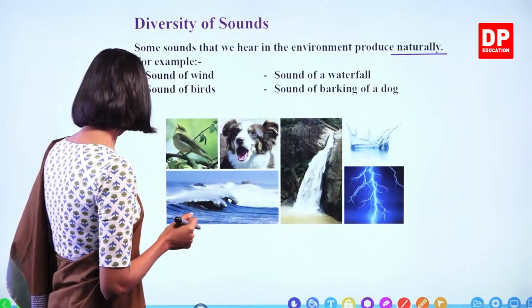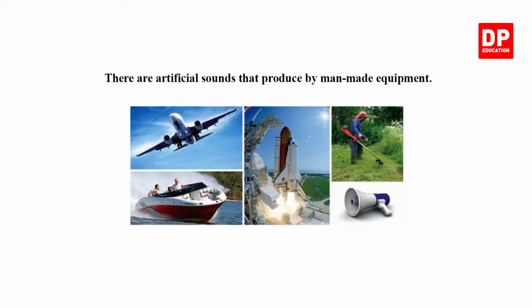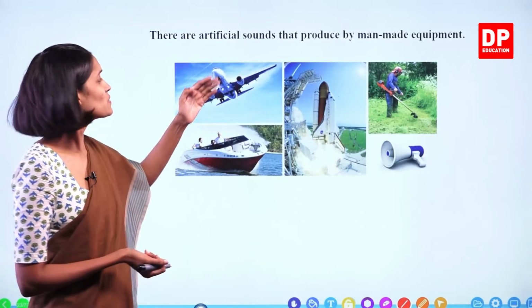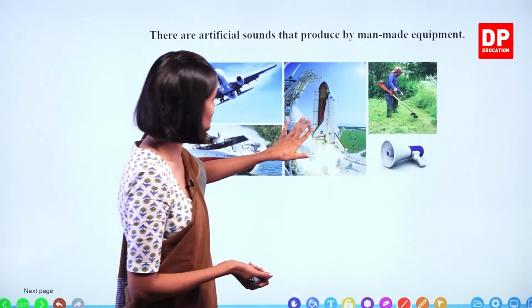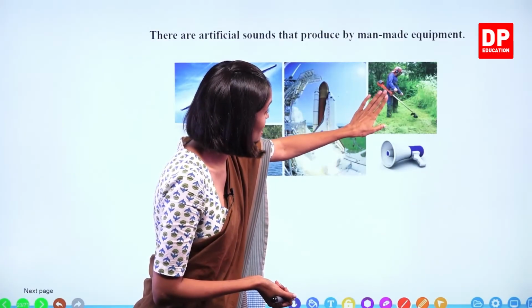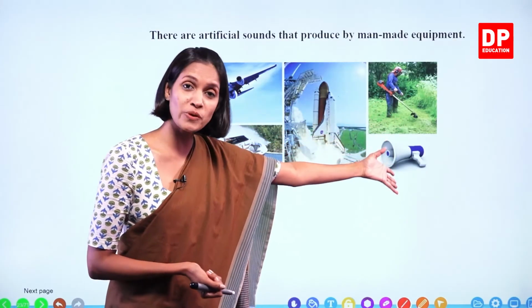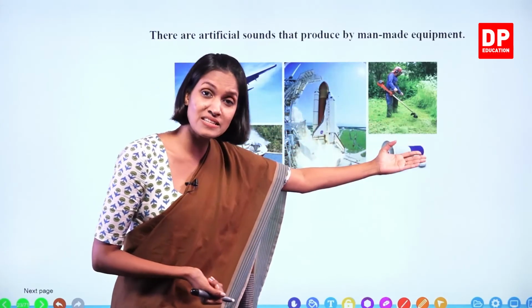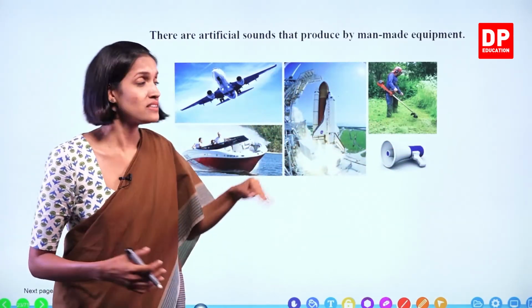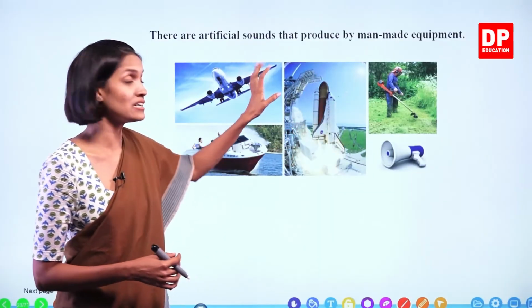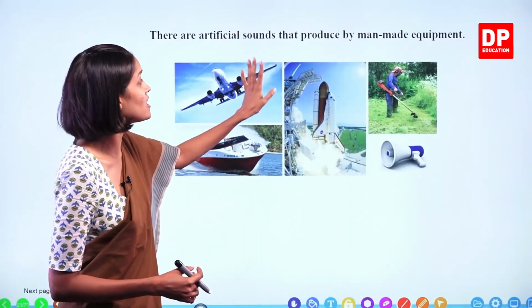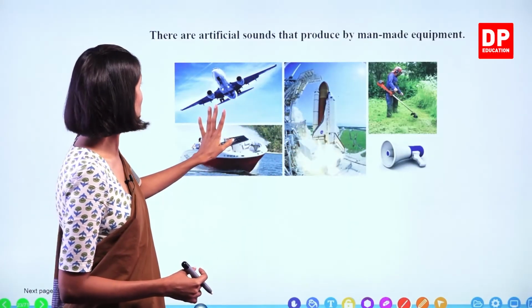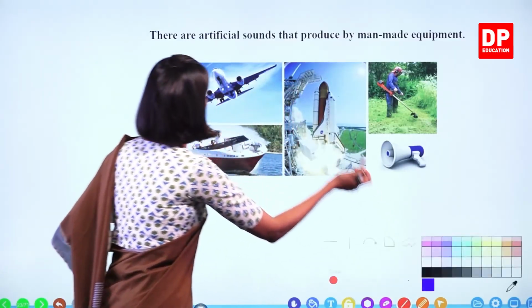Now we'll see artificial sounds. There are artificial sounds that are produced by man-made equipment. So what are the examples? Look at this one. Aeroplane. There's a boat, a rocket, and there are machines like these grass cutting machines, loudspeakers, vehicles. There are machines in the factories. There are so many other examples of sounds produced by artificial things, and these are known as artificial sounds. Okay, children, these are artificial sounds.